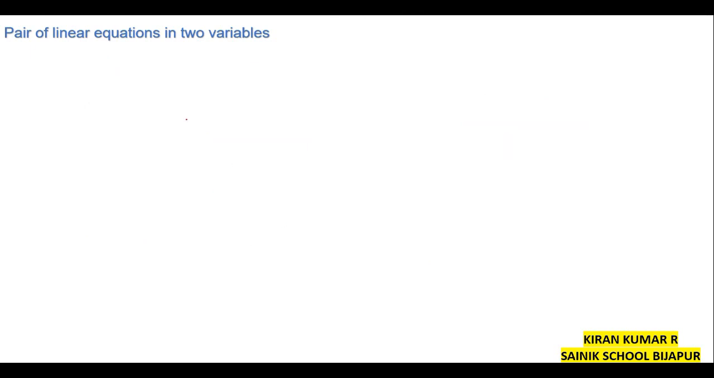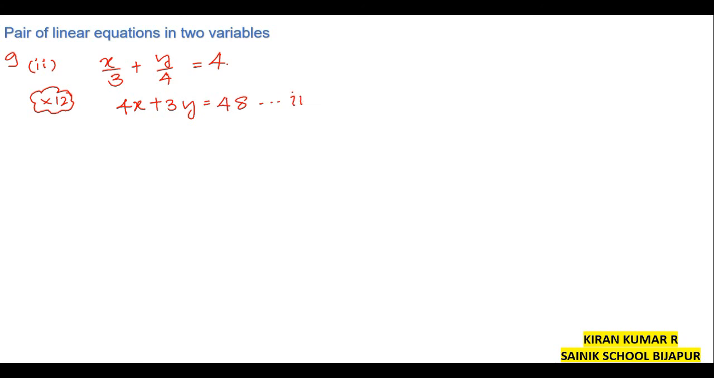The second sub-question of the ninth question is x by 3 plus y by 4 equal to 4. Whenever fractions are given, it becomes a little difficult to find out. So the best thing to eliminate the fraction form will be taking the LCM and multiplying. Suppose if you multiply 12 to this equation, it becomes 4x plus 3y equal to 48. Now with this equation, it becomes easy to solve. I'll call this equation 1.